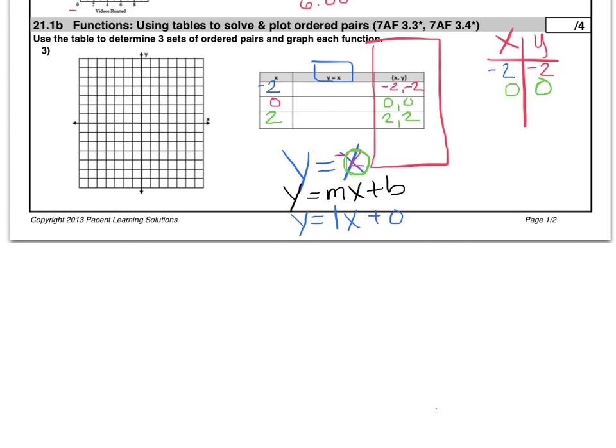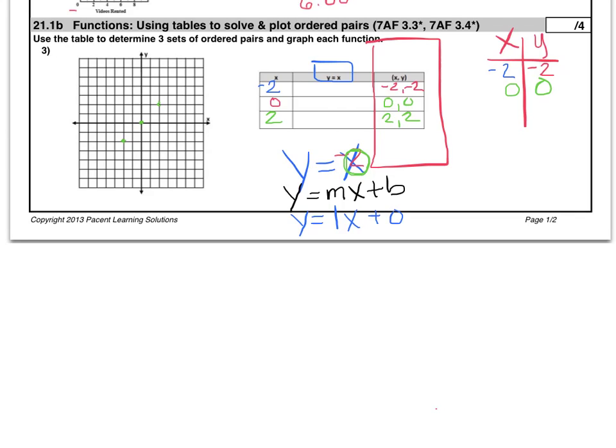And you could have used any numbers. It doesn't matter what numbers you used. So I have the point -2, -2, which is here. And I have the point 0, 0, which is here. And I have the point 2, 2, which is here.